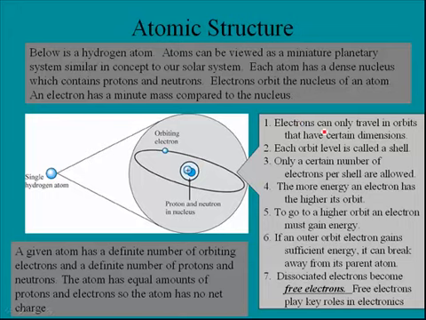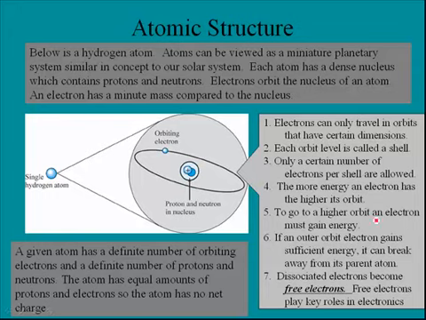Note over here, electrons can only travel in orbits that have certain dimensions. Each orbit level is called a shell. Only a certain number of electrons per shell are allowed, and we'll be looking specifically at copper later in this lesson to see what we're talking about there. The more energy an electron has, the higher its orbit. So here we have it. We only see one orbit here. Oftentimes there are going to be many orbits.